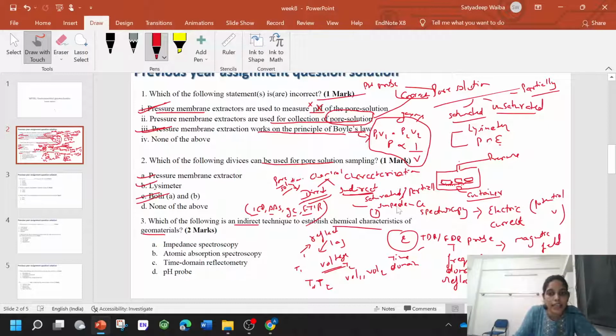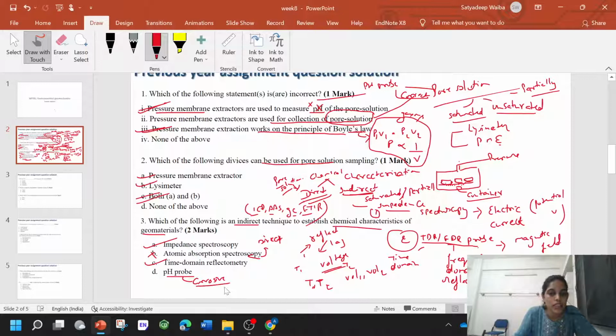So as I said, in indirect, the two things are impedance spectroscopy and TDR and FDR probes. So for this question, the answer is that for indirect we have impedance spectroscopy, yes. AAS, atomic absorption spectroscopy, no, because this is for direct; we use it when we characterize pore fluid directly. Time domain, yes, time domain is for the indirect characterization. And the pH probe is basically to measure the corrosive nature. It's not for the chemical characterization.